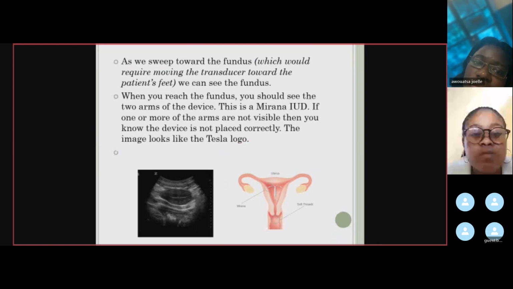Next we sweep the fundus, the whole fundus, by moving the transducer towards the feet side so that we can see the fundus. As you reach the fundus, you should see the two arms of that intrauterine device. This is called Mirena IUD. If you can't see the two arms, that means it is not placed properly. And if you see the Tesla logo, then it means that it is proper.